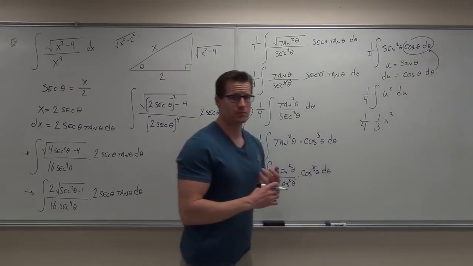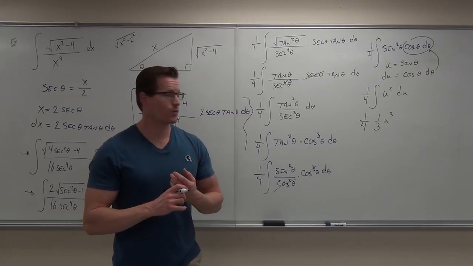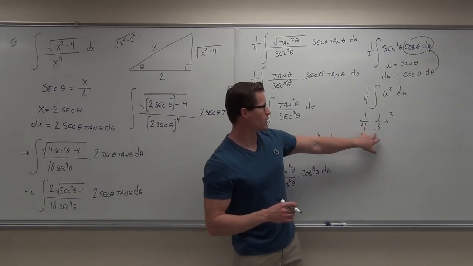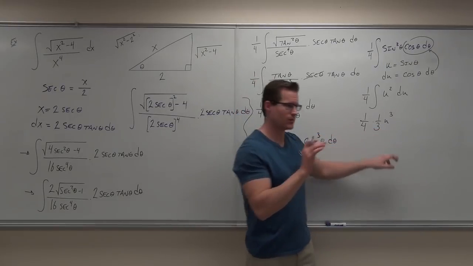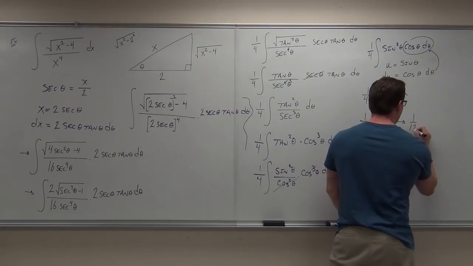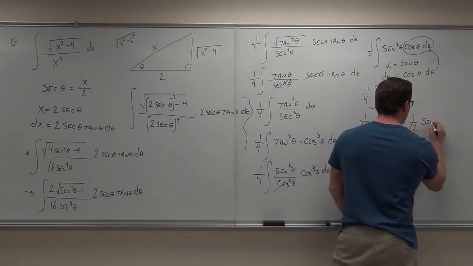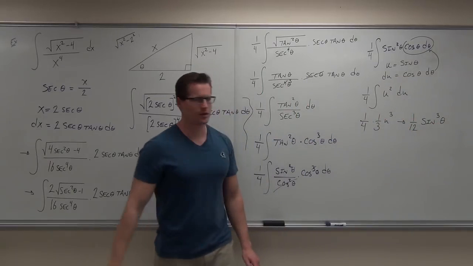Now, are we done? No. Almost done. We're going to simplify. Sure, we're going to get 1/12. Do we keep the u? No. What does the u become? Sine. So this becomes 1/12 sine cubed theta. Very good. Sine cubed theta.